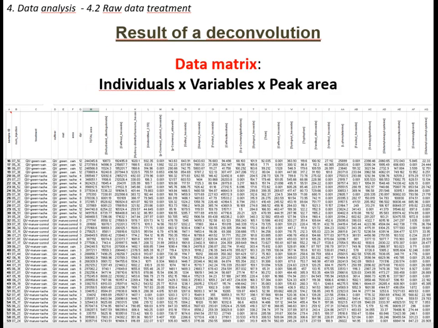Well, in the end, hopefully, you have the result of a deconvolution, which is a data matrix. It's a huge table where you have the individuals in rows and the variables in columns. And at the intersection of individuals and variables, you have the peak area. So this is the quantity of this particular peak for this particular individual.